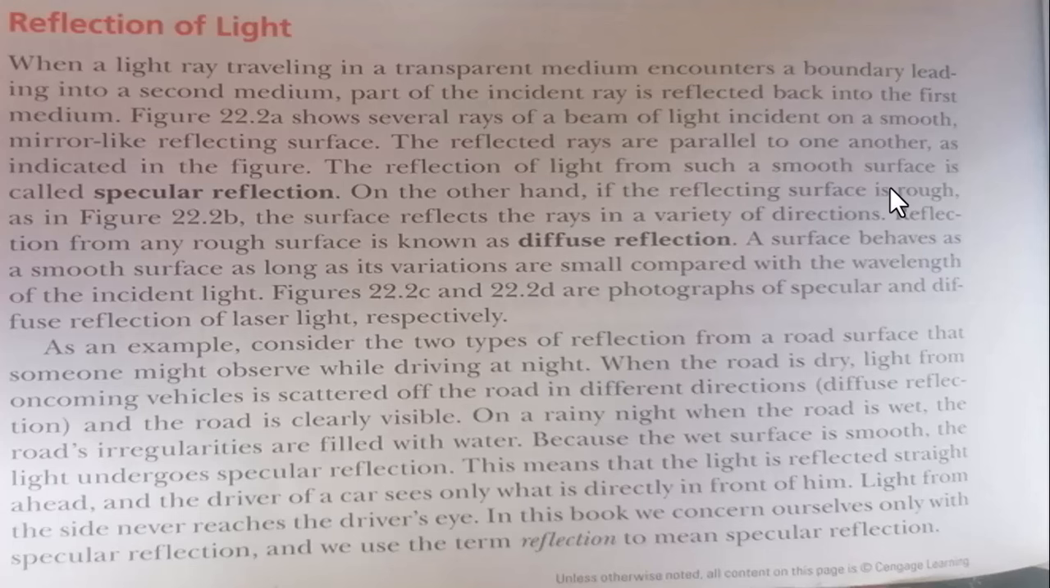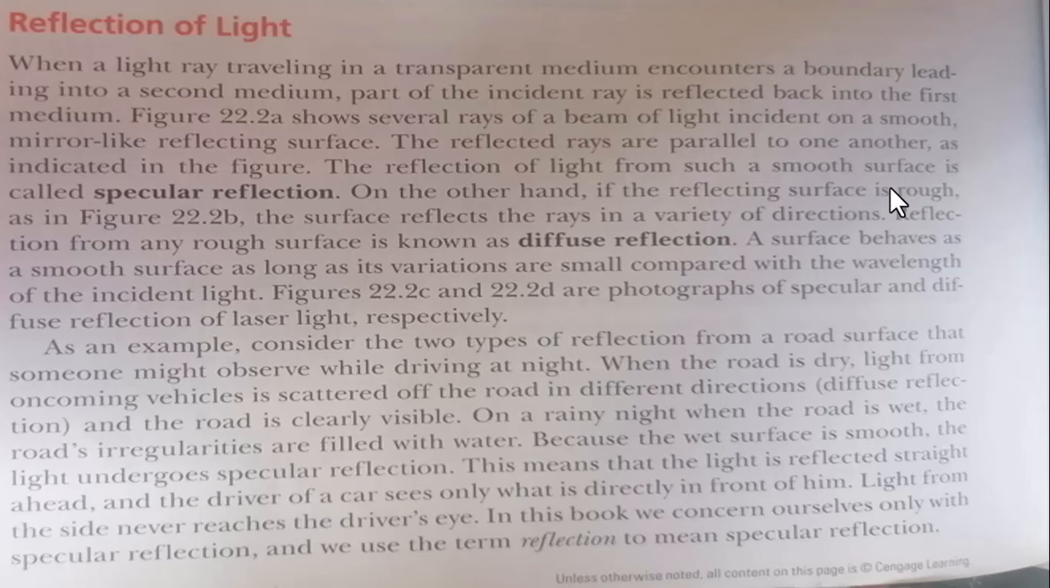A surface behaves as a smooth surface as long as its variations are small compared with the wavelength of the incident light. This is very important. Figure 22.2c and d are photographs of specular and diffuse reflection of laser light respectively.